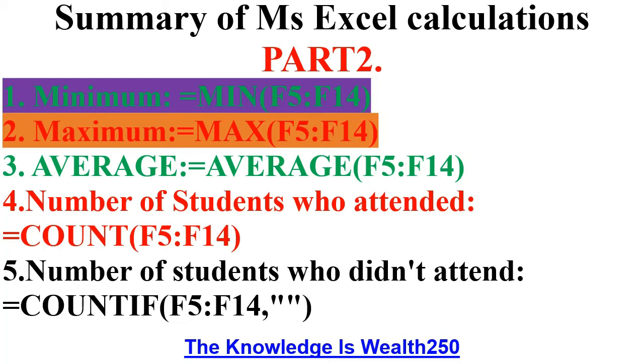So formula number 5, the calculation of the number of students who didn't attend. There you use an equal sign, then count if. Okay, count if. You open your bracket, then you select range, comma there, you open quotation mark, you close the quotation mark, then you close your bracket, then enter.